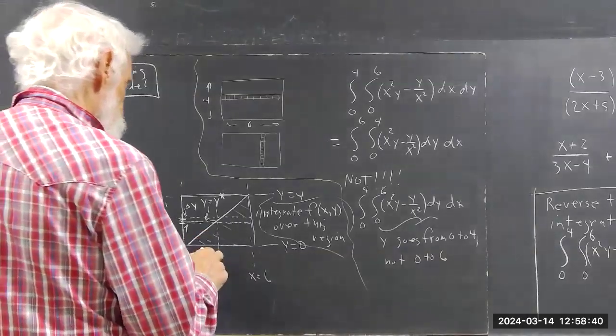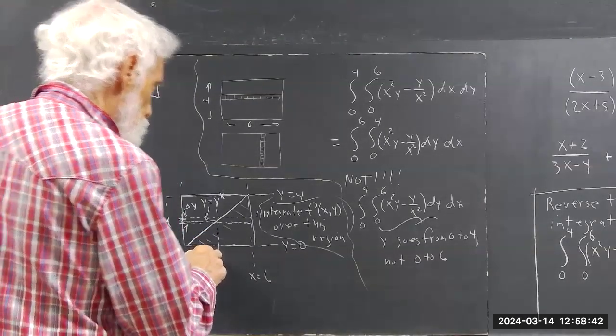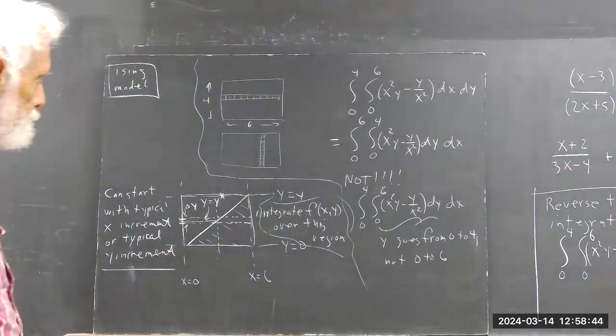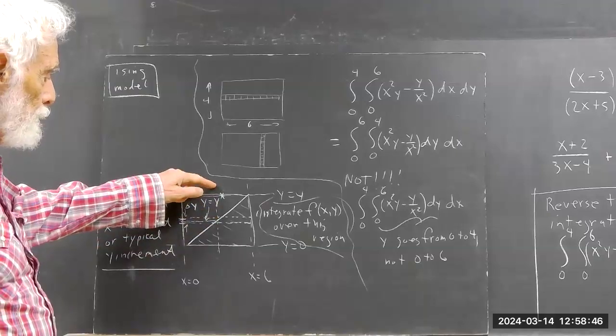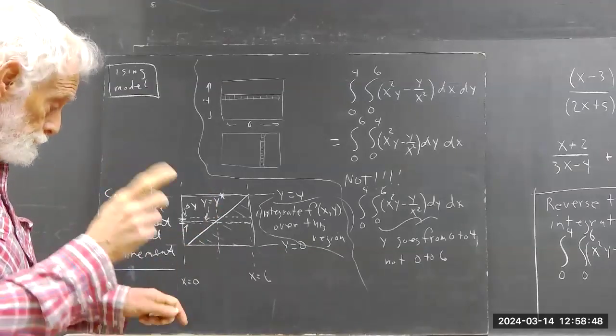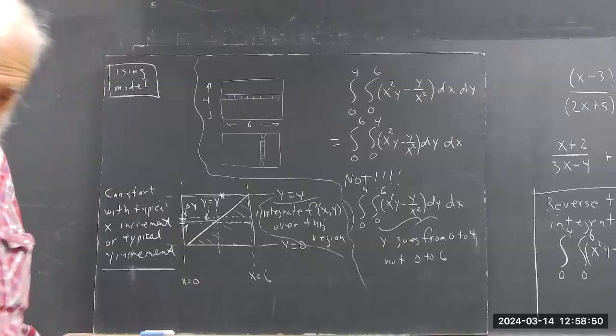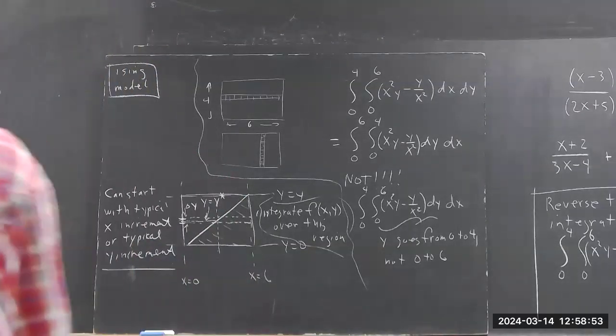In that case, the x coordinate of this point is what? If the y coordinate of this point is y star, what's the x coordinate? Take a minute and figure that out, by whatever method.